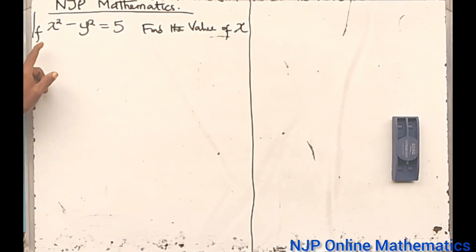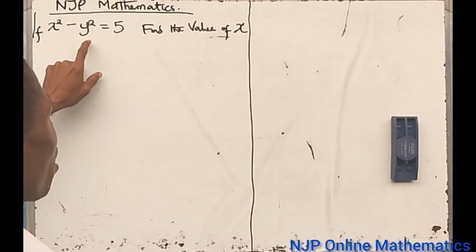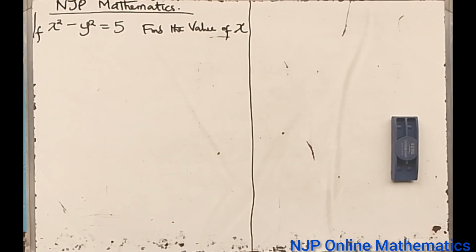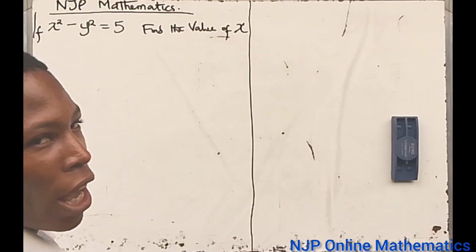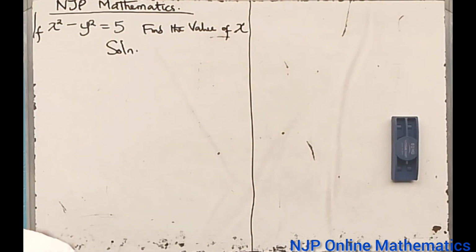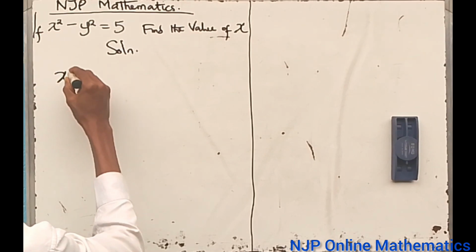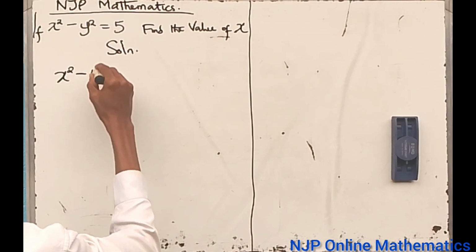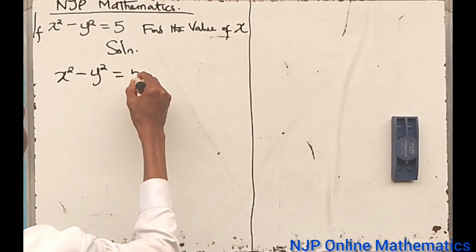We have that if x squared minus y squared equals 5, find the value of x. So we'll find the value of the variables x and y. So let's give the solution to the problem. That x squared minus y squared equals 5.